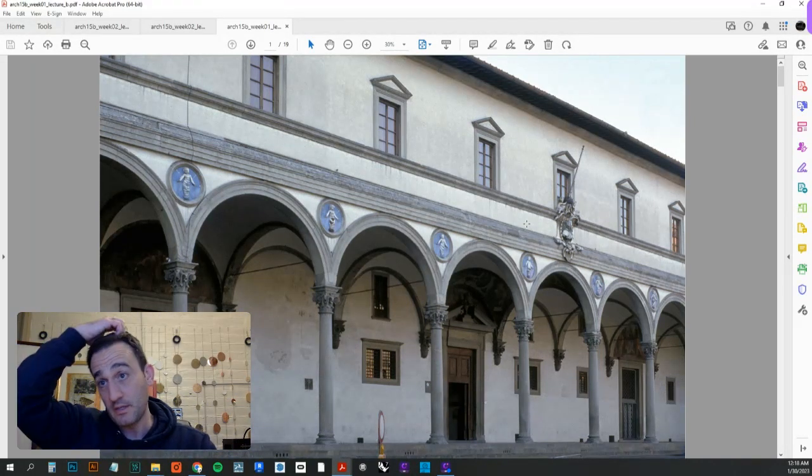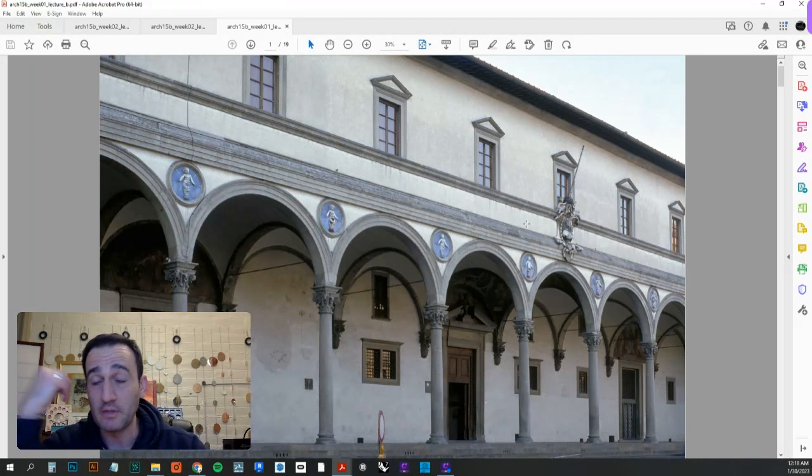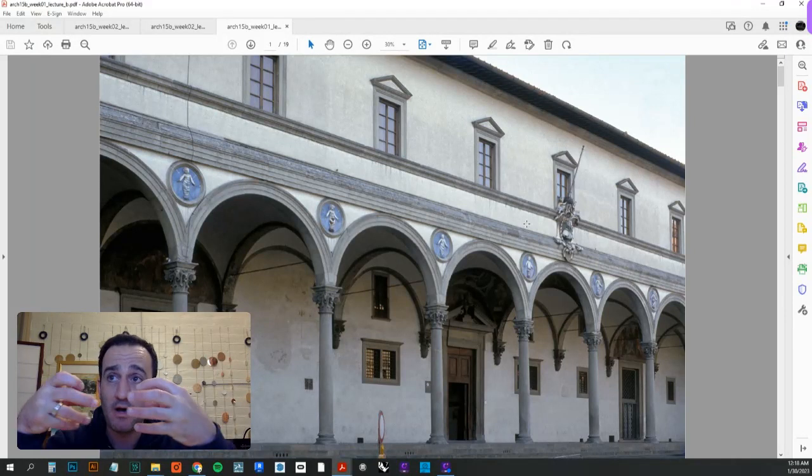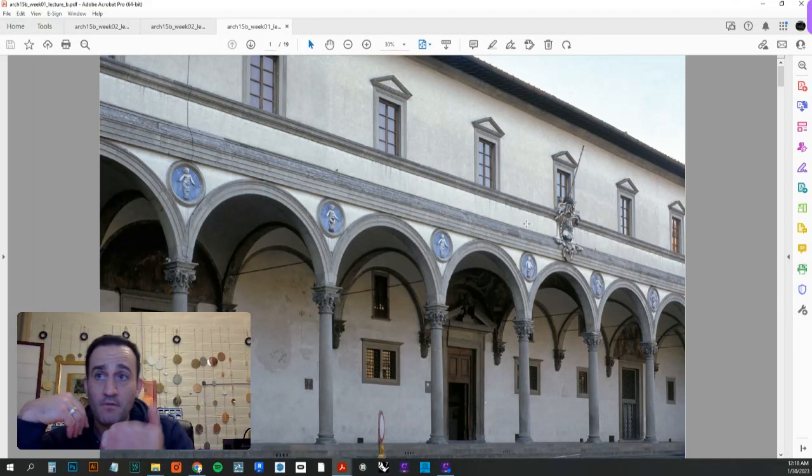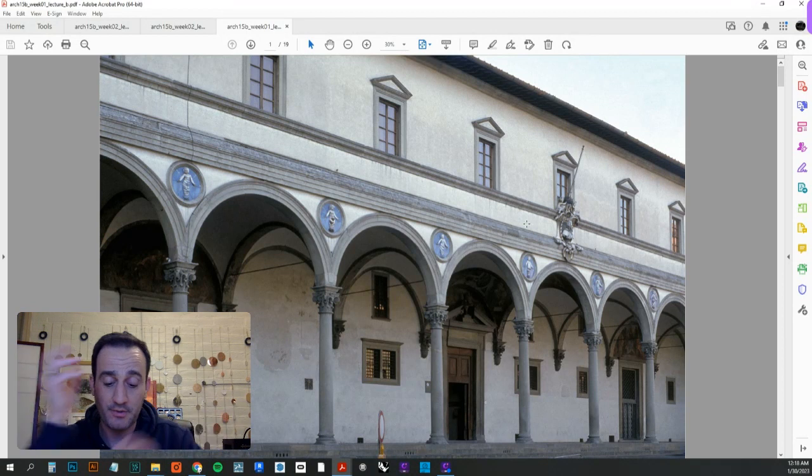Another place would be the cloister that we looked at, on the left-hand side and the right-hand side, at Santa Maria Novella. It is defined by 4 colonnades, which are basically long sequences of columns which are joined by an entablature and a roof.